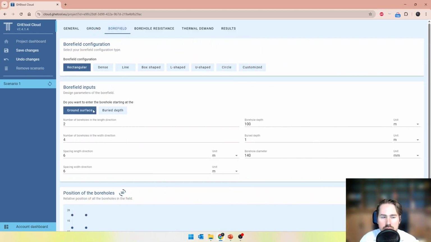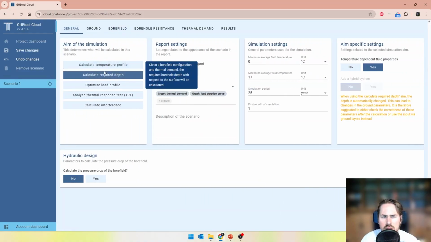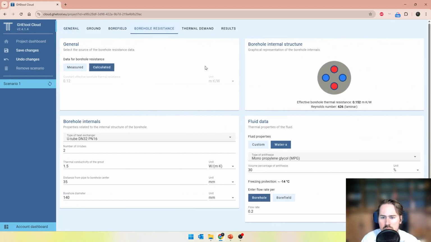For this first scenario, we will just design a single apartment. So let's keep it to one borehole. And as the aim, I will calculate the required depth, which will be useful, I think. We have a W tube, 1.5 or 40 with 25% of monopropylene glycol and 0.21 kilograms per second as a flow rate for our single apartments.